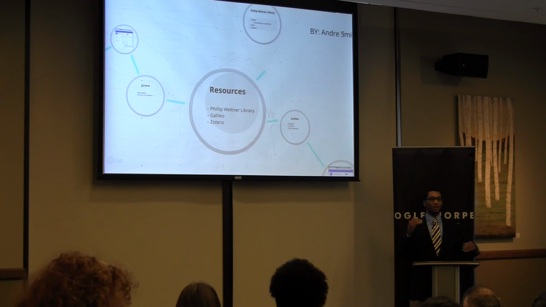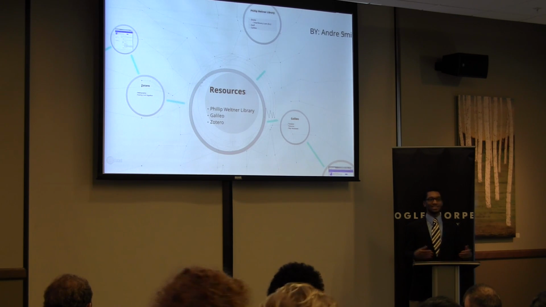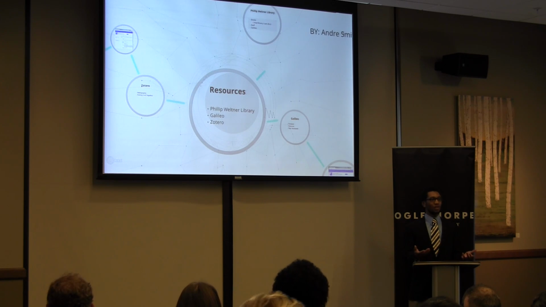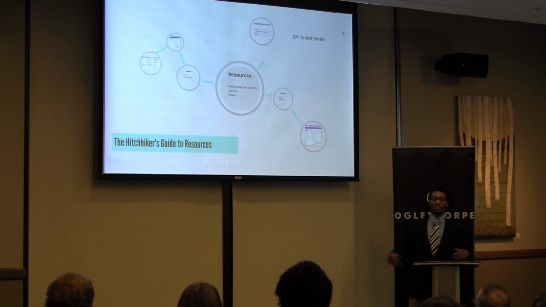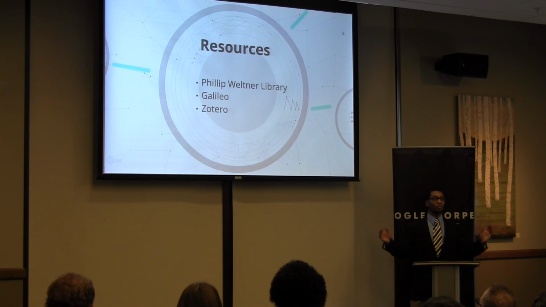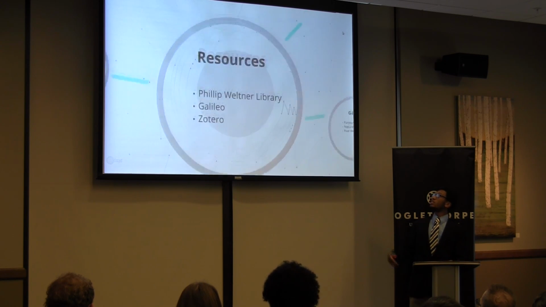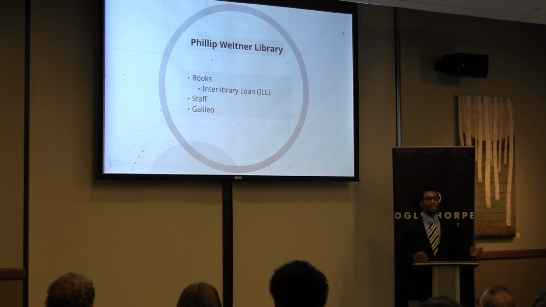And I just want to go through the resource process. This is the foundation of how we build our research projects. So I started off with the Philip Wiltner Library, which is one of the best things we have here on campus. And then we can go into Galileo and Zotero, which are both programs that we used in our research class to help further our own research. So let's start with the Philip Wiltner Library.